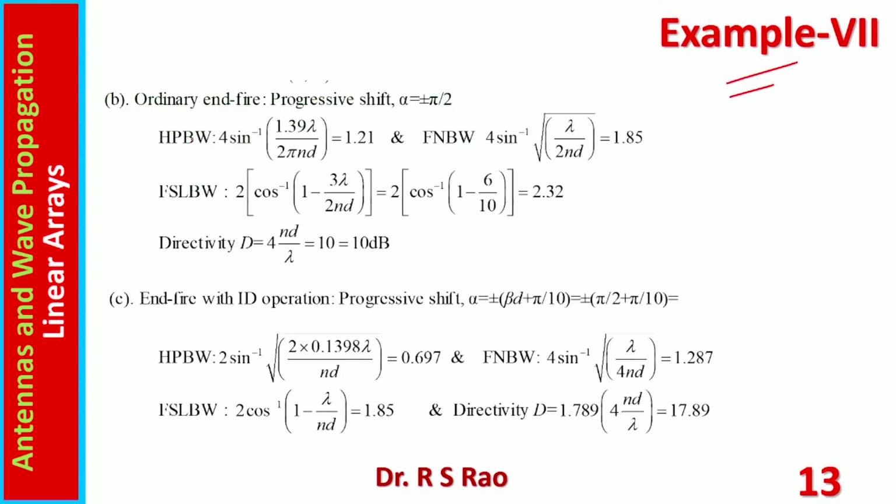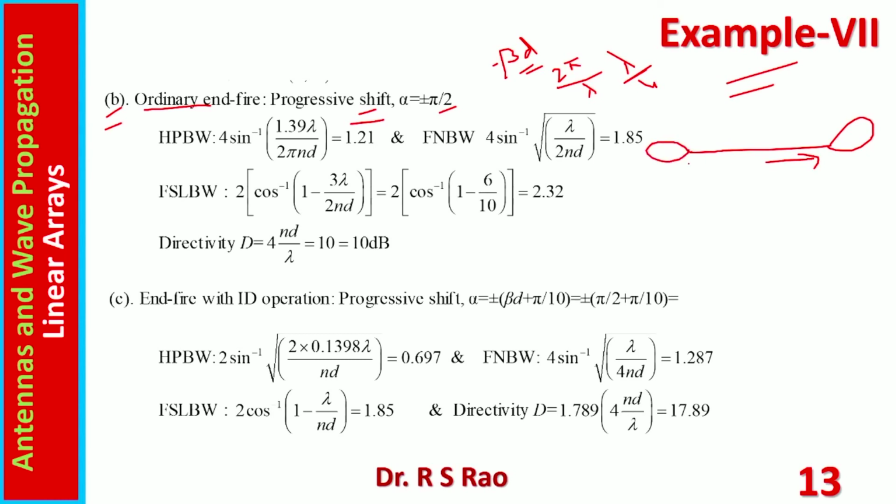Continuation, example 7, B part, ordinary end fire operation. Progressive phase shift is minus beta d. This is the standard expression. Beta is 2 pi by lambda. d is given as lambda by 4. Therefore, it becomes pi by 2. If it is minus pi by 2 minus beta d, maximum radiation is along the length of the array like this. This is the length of the array. If we choose plus pi by 2, then maximum radiation is opposite to the length of the array like this.